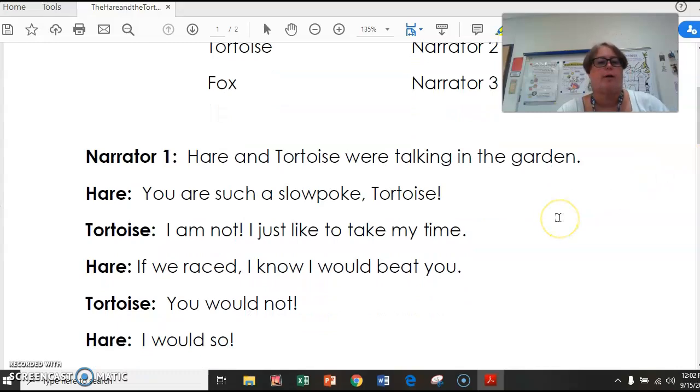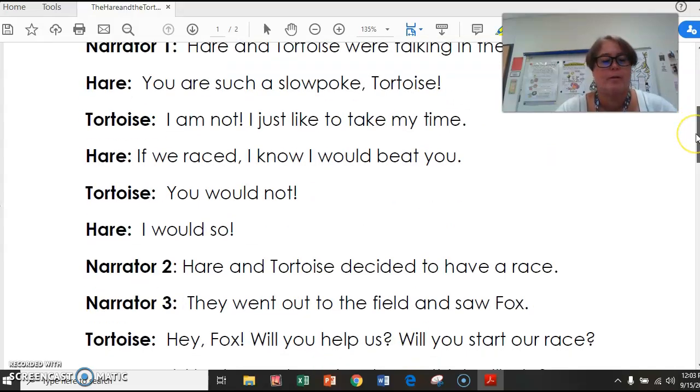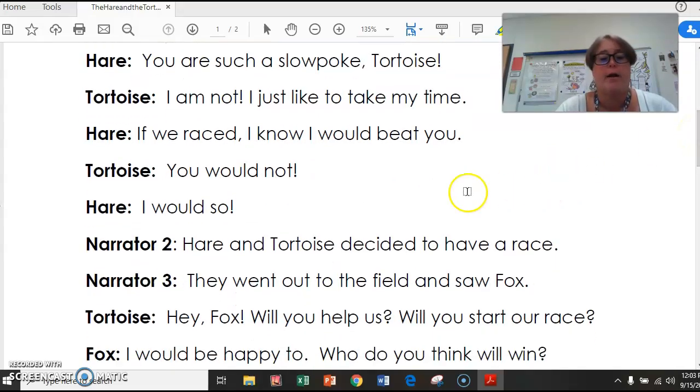So let's start right here. Narrator 1. Hare and Tortoise were talking in the garden. Hare. You are such a slowpoke, Tortoise. Tortoise. I am not. I just like to take my time. Hare. If we raced, I know I would beat you. Tortoise. You would not. Hare. I would so. The hare and the tortoise decide to have a race.